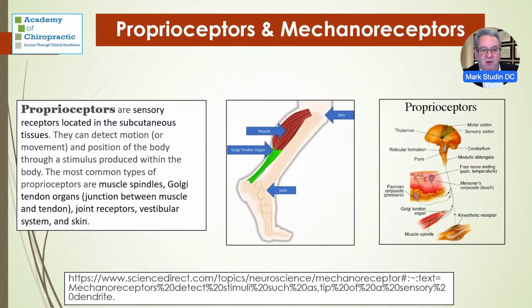But before we move forward there, we have to understand proprioceptors and mechanoreceptors. Proprioceptors are how your body senses where it is in time and space. How do I know where I am? How does my brain know where I am? There are sensory receptors located in subcutaneous tissue, under the skin, muscle, tendon, and there are proprioceptors in the bone, joints, all over the place, and they position the body through stimulus produced within the body, such as Golgi tendon organs, joint receptors, the vestibular system, skin. All of these are proprioceptors.